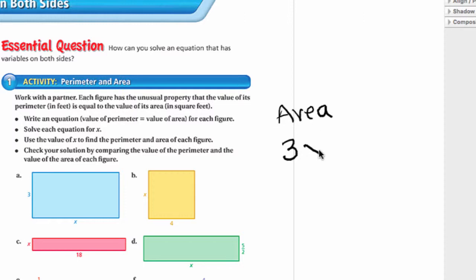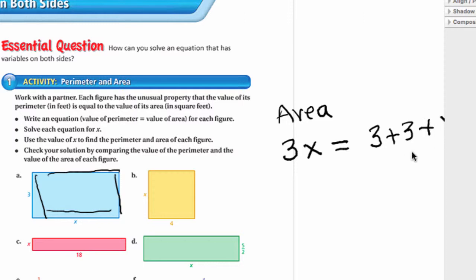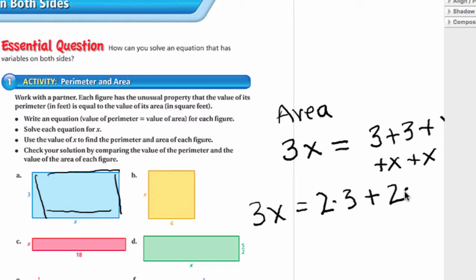So area is 3x, and it's going to be equal to the perimeter, which is this plus this. So you could say 3 plus 3, or 2 times 3, either way, plus this plus this. So plus x plus x. Or you could say 3x equals 2 times 3 plus 2 times x. Notice that those are equivalent statements.